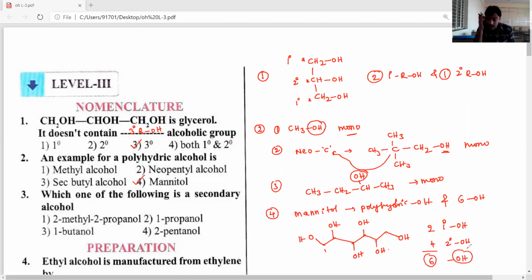Okay, what is the meaning of polyhydric alcohols, dear students? Polyhydric alcohols means more than 3 OH groups are present. Such compounds are called polyhydric alcohols. Okay, now the answer is the fourth option.